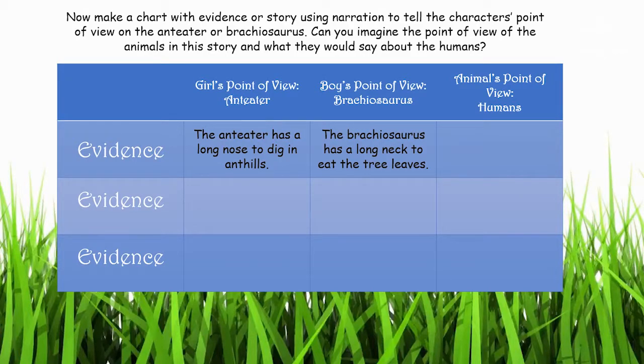Now make a chart with evidence or a story using narration to tell the character's point of view on the anteater or Brachiosaurus. Can you imagine the point of view of the animals in this story and what they would say about the humans?